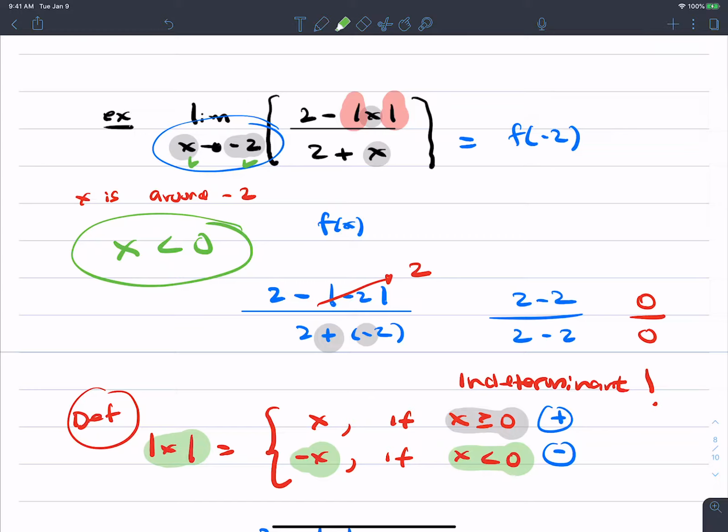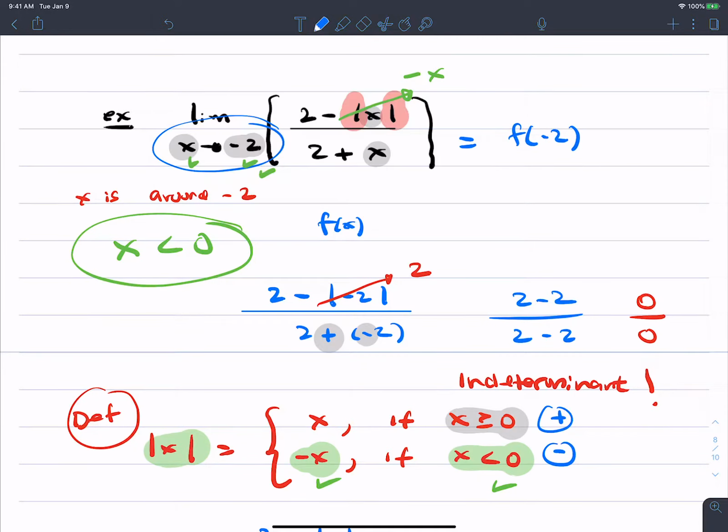Because you're going around negative 2, you're going to have to use the negative value. So I'm going to say here, replace the absolute value with this negative x because you're around that value. That's what you use when x is negative. As you get closer and closer to negative 2, you're just simply talking about negative numbers.